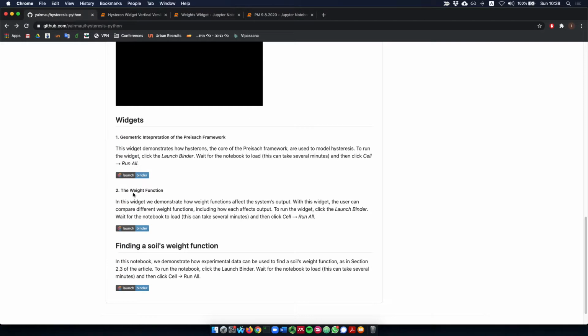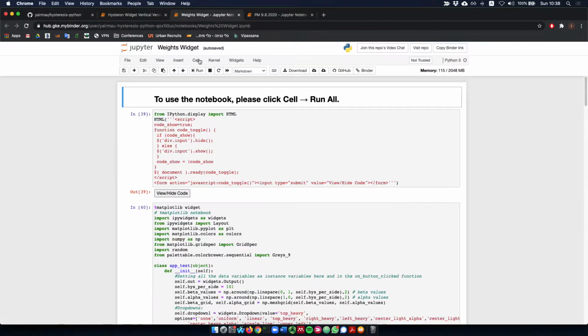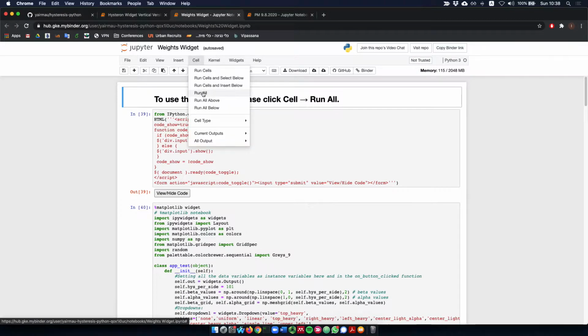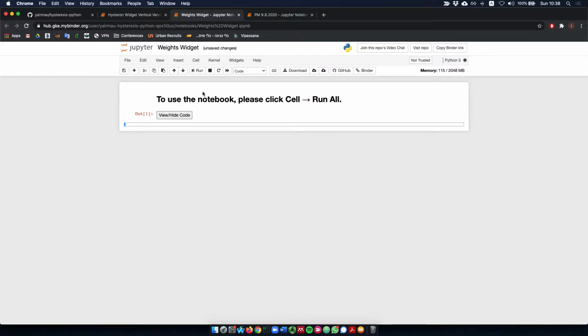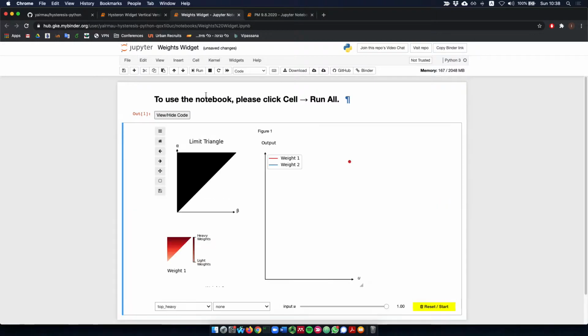The second widget that we have focuses on the weight function. To run the widget, we just click again on Launch Binder, and we'll be taken to a page. After it loads, it will look like this. We can click again on Cell, Run All to run the widget. If you remember from the paper, the purpose of the weight function is to allow us to account for soil-specific differences. It allows us to have different shaped hysteresis loops.